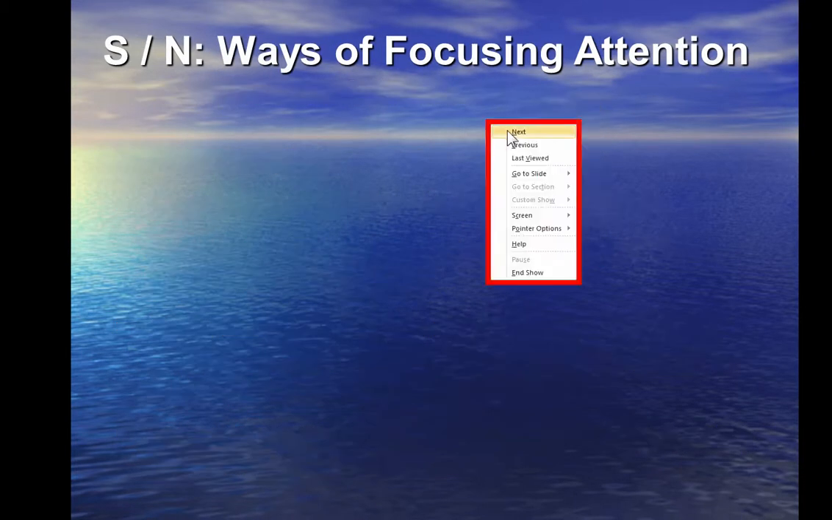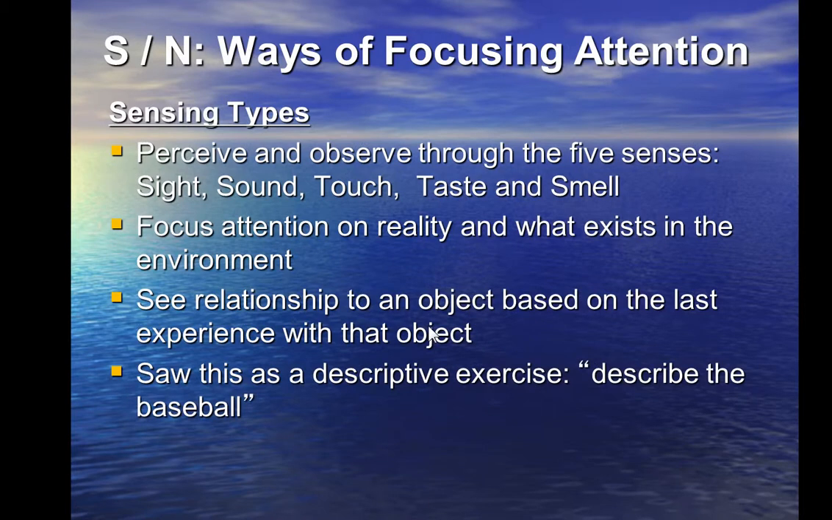Okay, so sensors tend to be very observant with their senses. And when they do this exercise, they tend to describe the baseball. So they're done pretty quickly. They look around. They say, wow, what is everybody else doing? Because they describe the baseball, and that's all they were asked to do. That's how they're processing information.